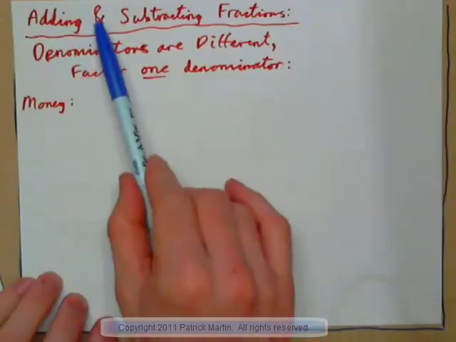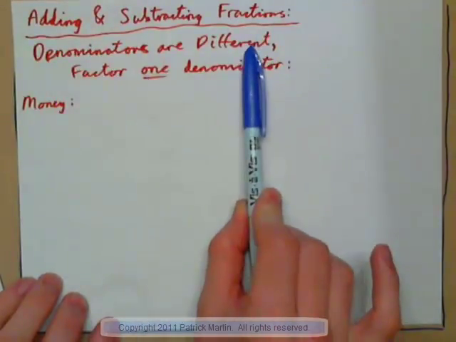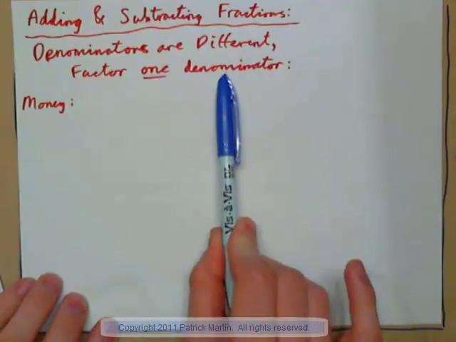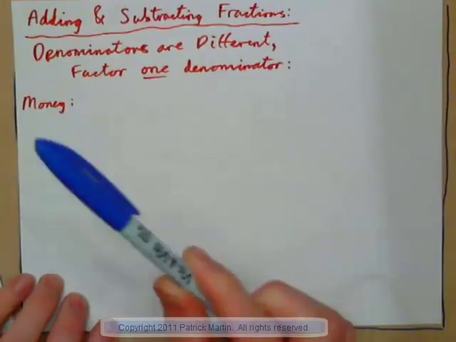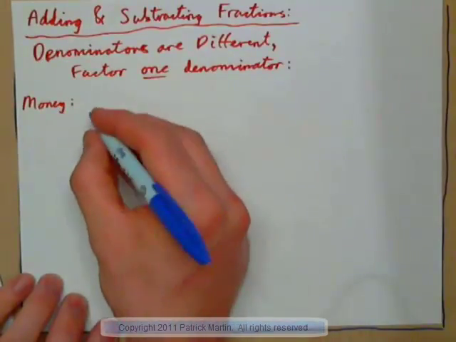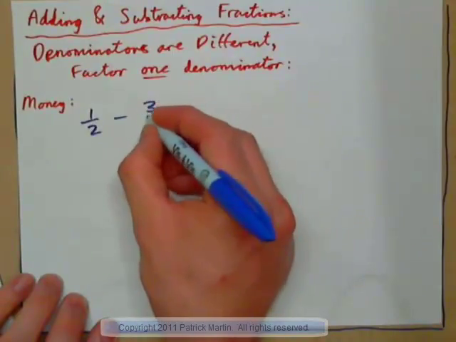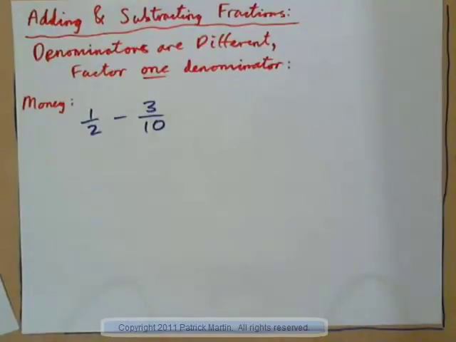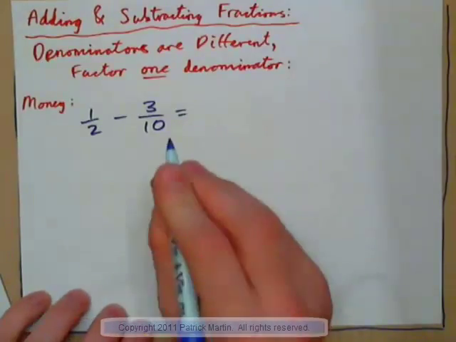Okay, adding and subtracting fractions when the denominators are different. We're going to look at examples where we need to factor one denominator. That's one bottom of a fraction. Let's take an example with money. 1/2 of a dollar subtract 3 dimes, 3/10, right? What do you think that is? Write down the answer.